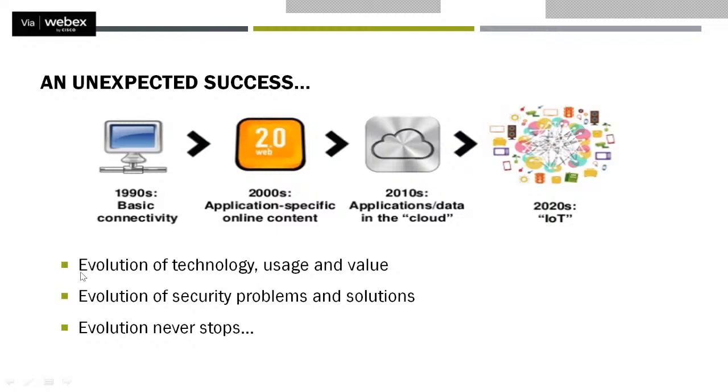So the evolution of technology usage and value is increasing day by day, and the evolution of security problems and solutions is also increasing. So finally, the message is that evolution never stops. The only thing is we have to be with the time, and we have to keep track of various aspects around us. We have to keep track of our personal security, as well as our family security and the organization's security.